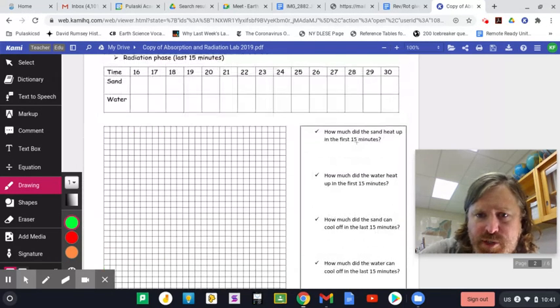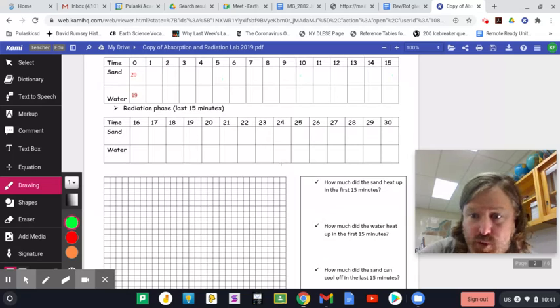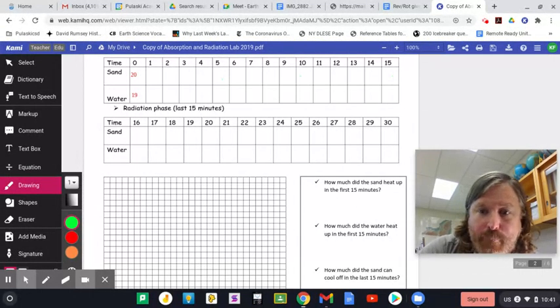How much did the sand heat up in the first 15 minutes? Well, it started at 20. So if it goes to 21, it heated up by 1, right? It's going to be more than that, but that would be the idea. I don't want to know what it got to. I don't want to know that it got to 21. I want to know that it went up by this many. So it started at 20 and it went to what? Water started at 19 and it went to what?